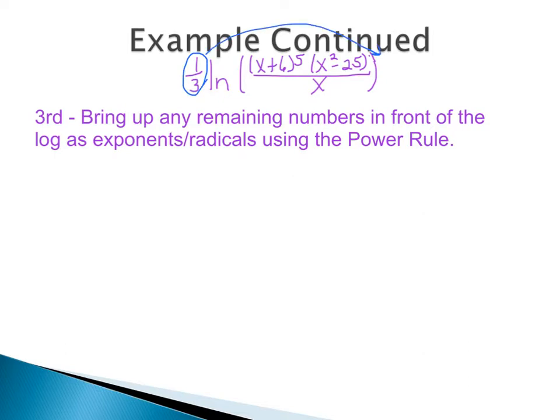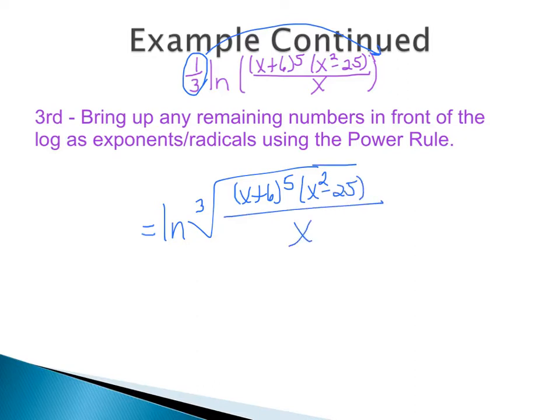And remember, again, to save yourself time, you can say that you have the natural log of the whole inside raised to the 1/3, but a 1/3 exponent does mean that it's going to be a cube root. So we're keeping this as the natural log of the cube root of our x plus 6 to the 5th, x squared minus 25, all over x. And that would be our condensed form. So again, remember that the natural log is still on the outside of that root, or whatever the exponent happens to be.